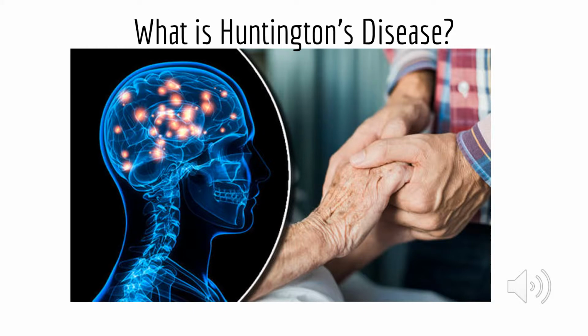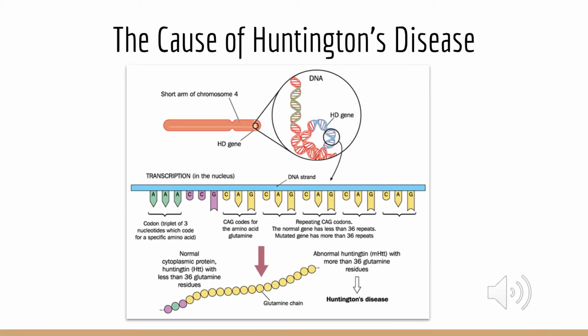Huntington's disease is a progressive and fatal disease characterized by the breakdown of nerve cells in the human brain. The protein that is mutated in Huntington's disease is called Huntingtin. This is a result of an expanded CAG repeat. In the picture, you can see this on the DNA strand as yellow CAG. This results in a polyglutamine strand, totaling over 36 residues as compared to a normal cytoplasmic protein, which totals less than 36 glutamine residues.